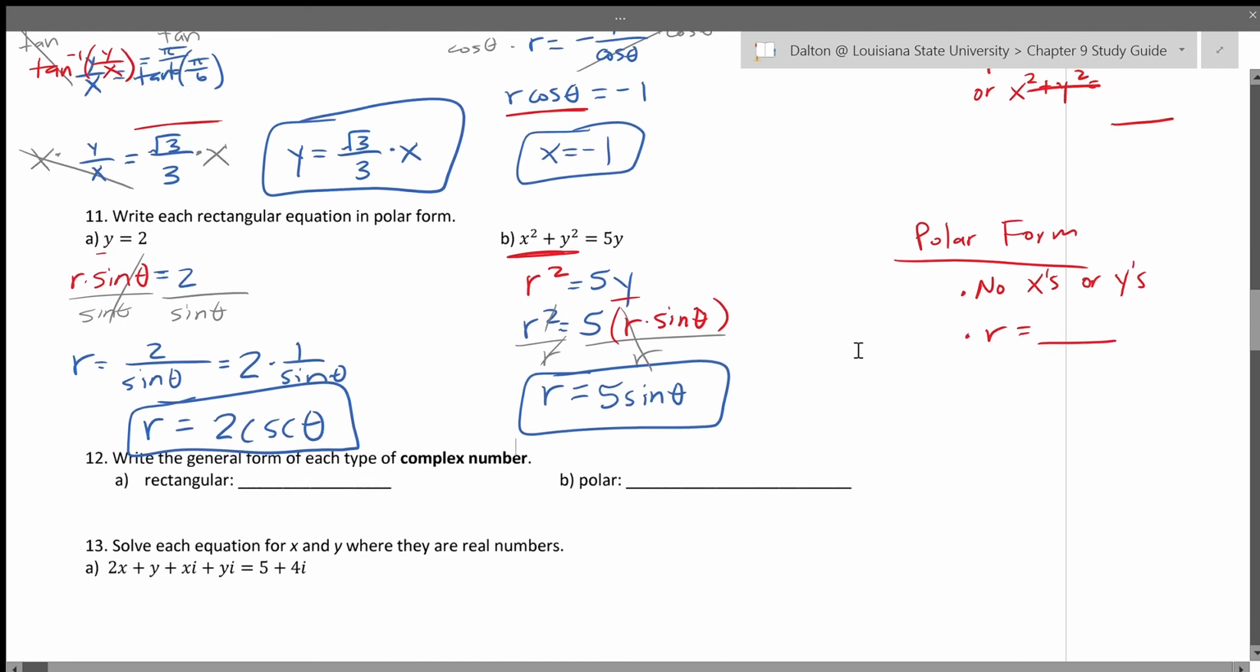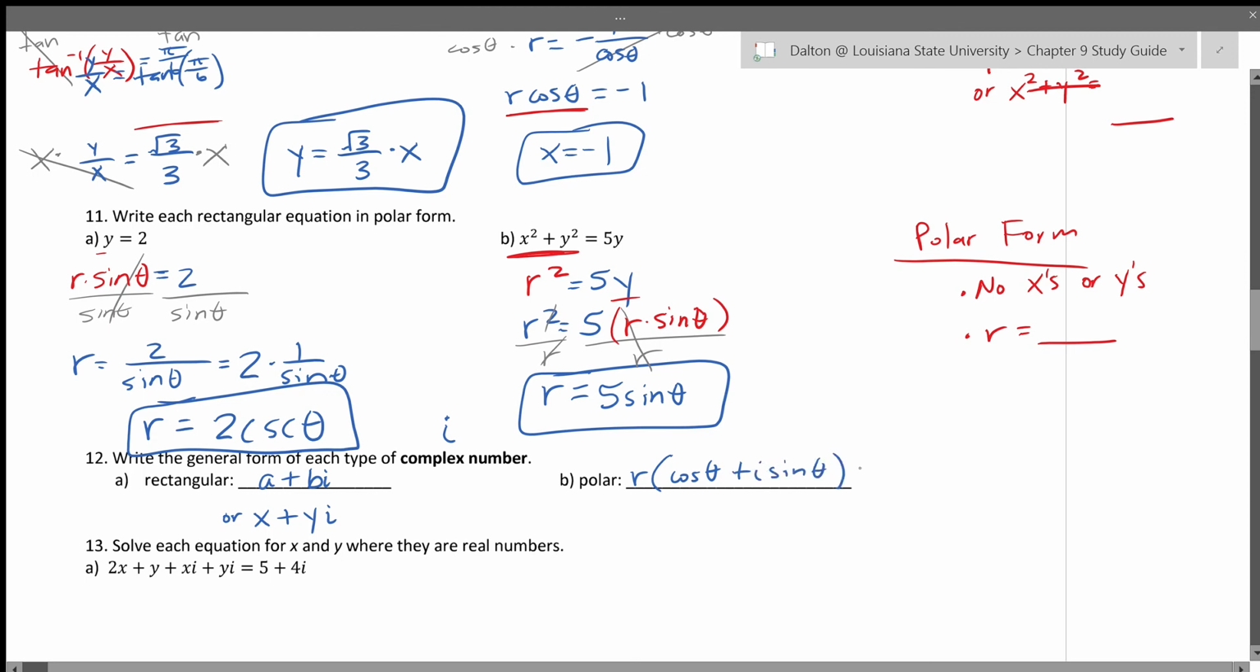Number 12, write the general form of each type of complex number. When I say complex number, the thing that should be triggered in your brain is i. So a rectangular form of that would be either a plus bi, or if you prefer using x's and y's, it would be x plus yi. I would accept either one of those. Okay, the point is, though, it has a real component plus a real coefficient of the imaginary component, which gives us bi. The polar form is r times the cosine of theta plus i times the sine of theta.